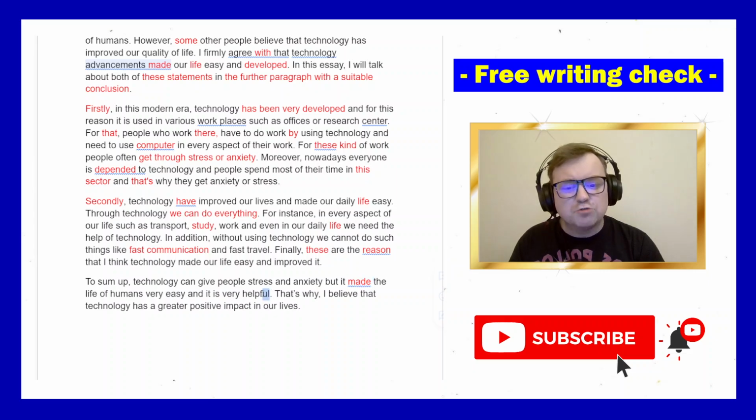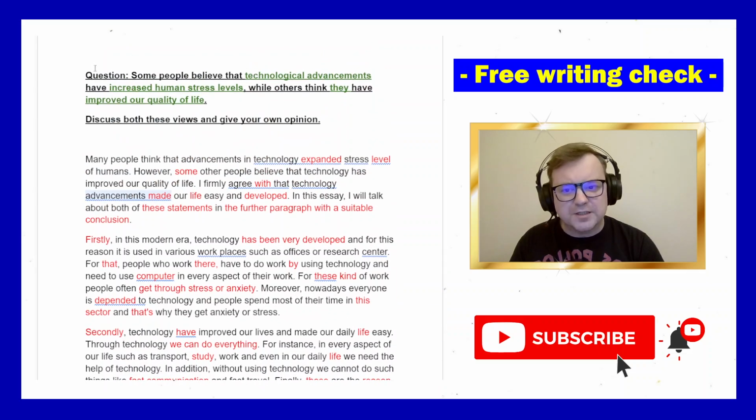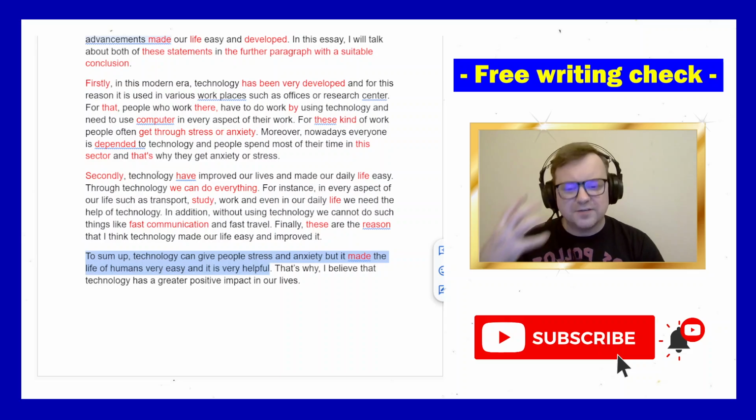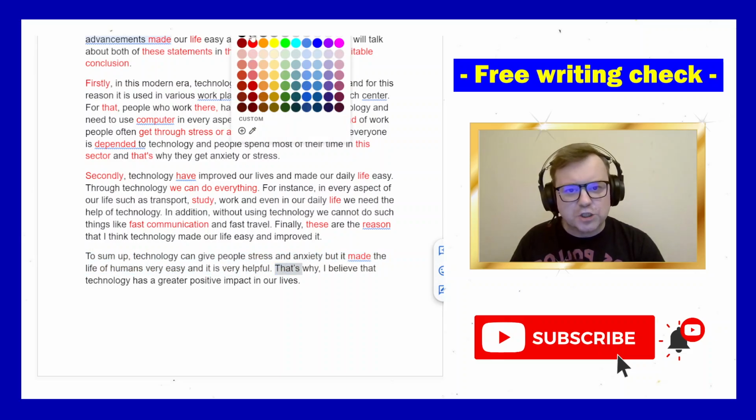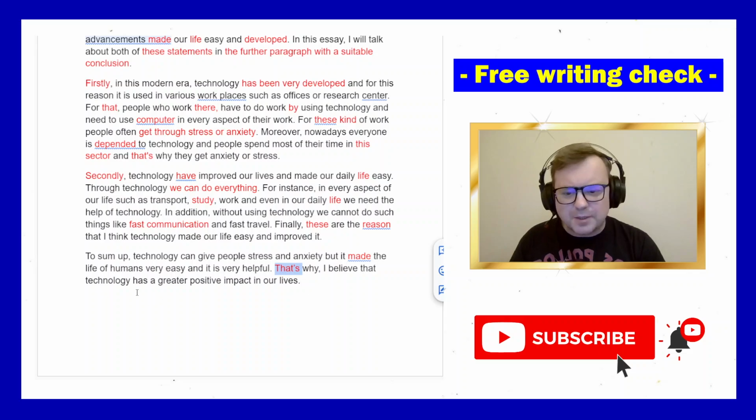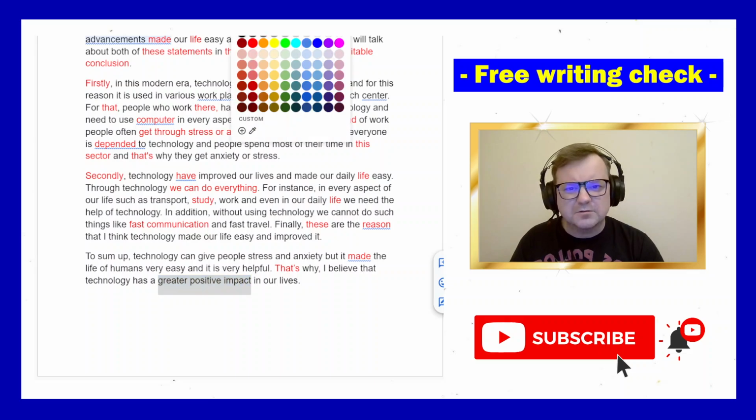Again, you're just restating the point. You're not giving me new information here. You're just paraphrasing the question. You're not giving me evidence of this. You're not giving me examples of this. "That is why", not "that's why", we don't use contractions in academic writing. "I believe that technology has a greater positive impact." I don't know what this means, a greater positive impact.